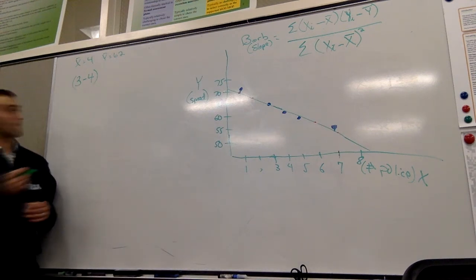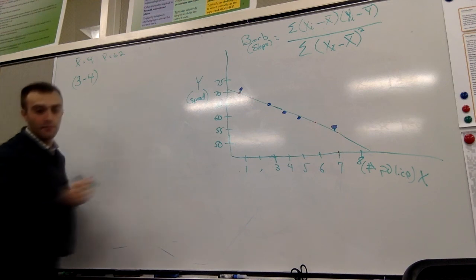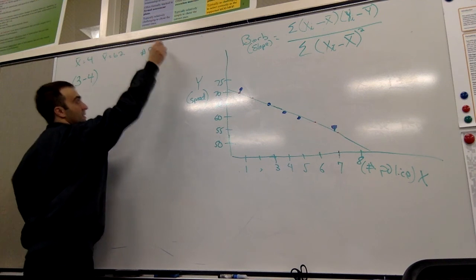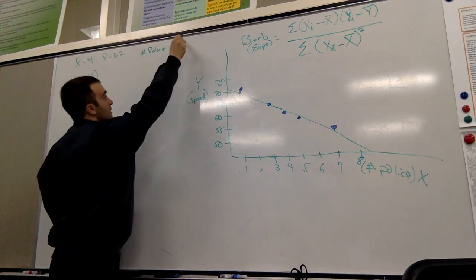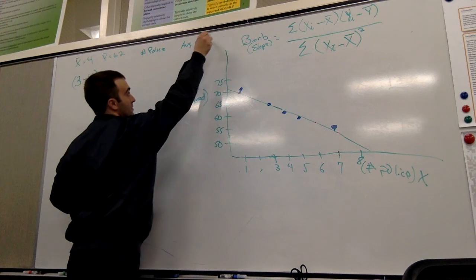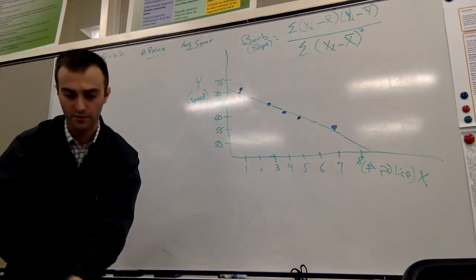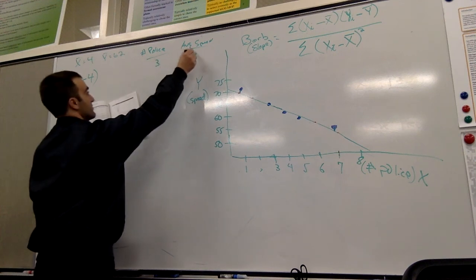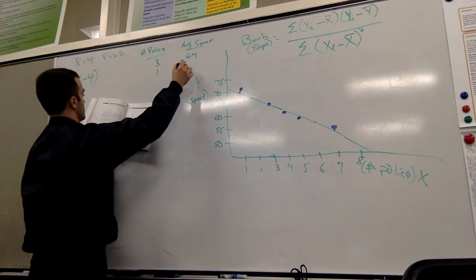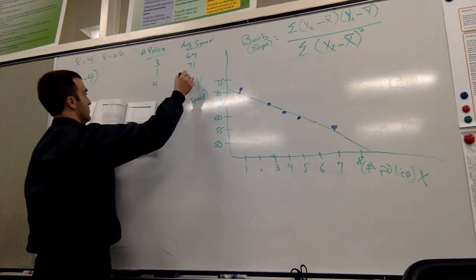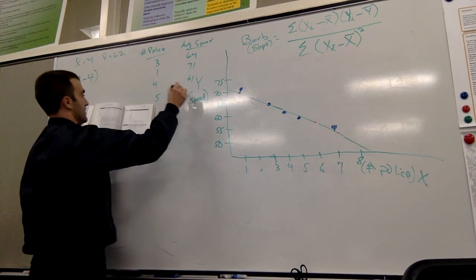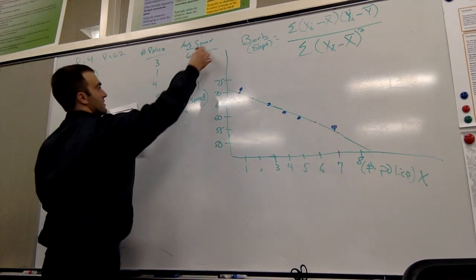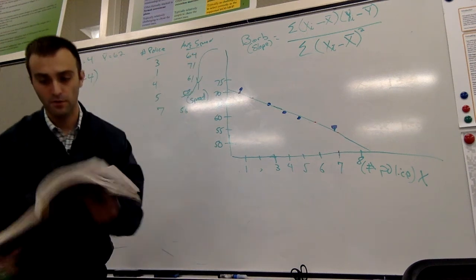Say that again. Where'd you get that 3 from? So in your table, let's see if I can reproduce it. Number of police and average speed. I think I'll have enough room if I do it this way. 3 police cars is 64. 1 is... so here's your table.